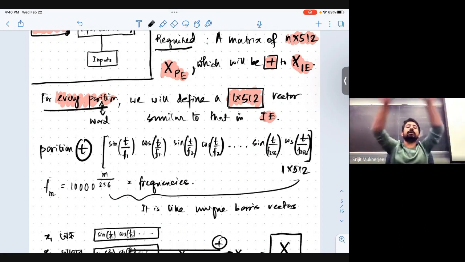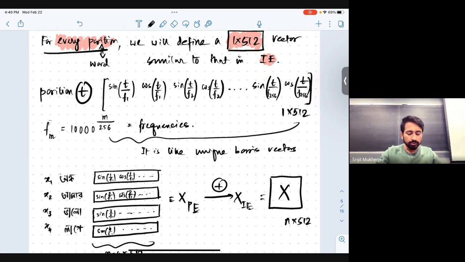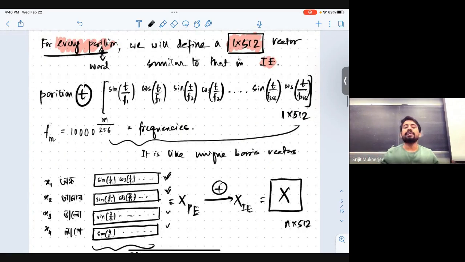Now we are adding it up. For each word, therefore, there is a unique value vector, and there is a unique position vector. We are adding it up to get a final matrix. For example, for this first word, we are getting this corresponding vector. For the next word, we're getting this corresponding vector: sine 1 by f1, cos 1 by f1, sine 2 by f1, cos 2 by f2, like this, and similarly for all of them. And we're adding it to xi here, to get a final matrix. It will also be n cross 512, but it contains both the input value of the word and the position of the word. Okay.